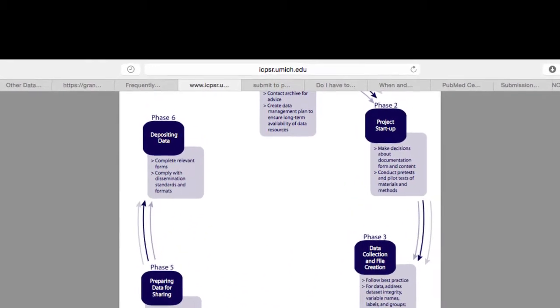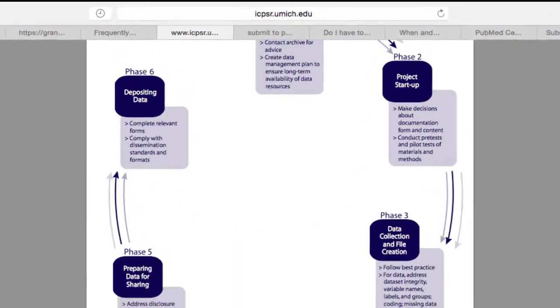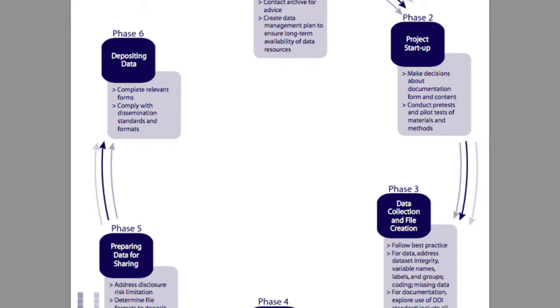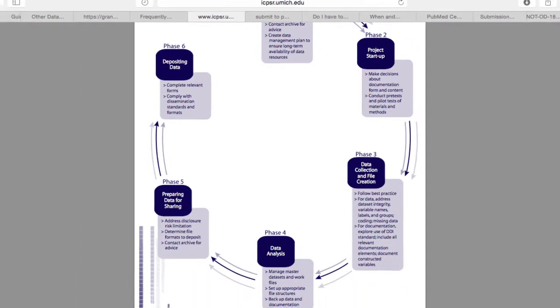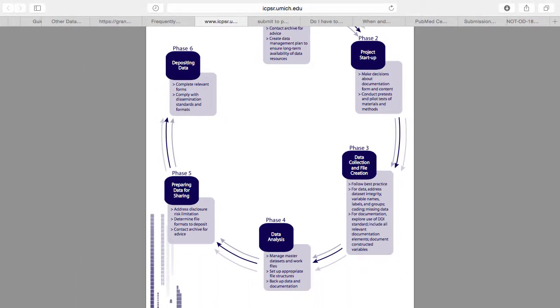Phase 2 in the data lifecycle is the project startup. In this phase, researchers should decide what form their data documentation will take. This decision will largely depend on the kind of data that is being collected and perhaps what software is being used. An important part of this phase is pre-testing, which will highlight any weaknesses in the data management plan and elements of data management within the research project that weren't initially considered.